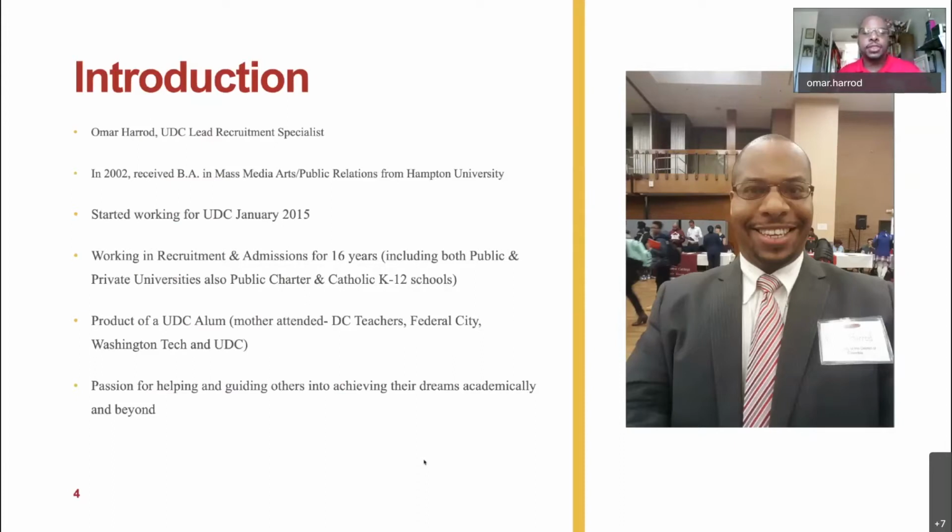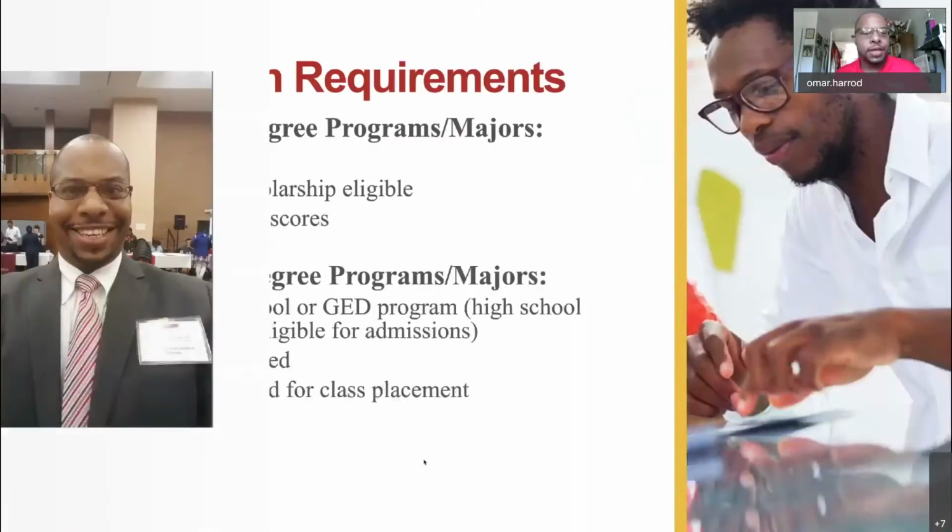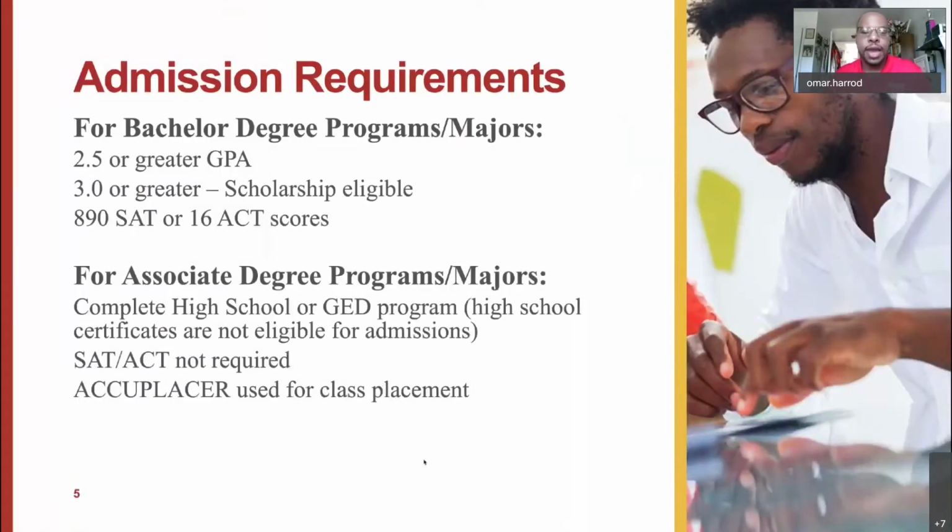But now let's get into, as they say, the meat and potatoes of this thing, as it relates to the admission requirements and how you become a part of the UDC Firebird family. So our admission requirements currently, if you're applying for a bachelor's degree program, you must have at least a 2.5 or greater GPA.